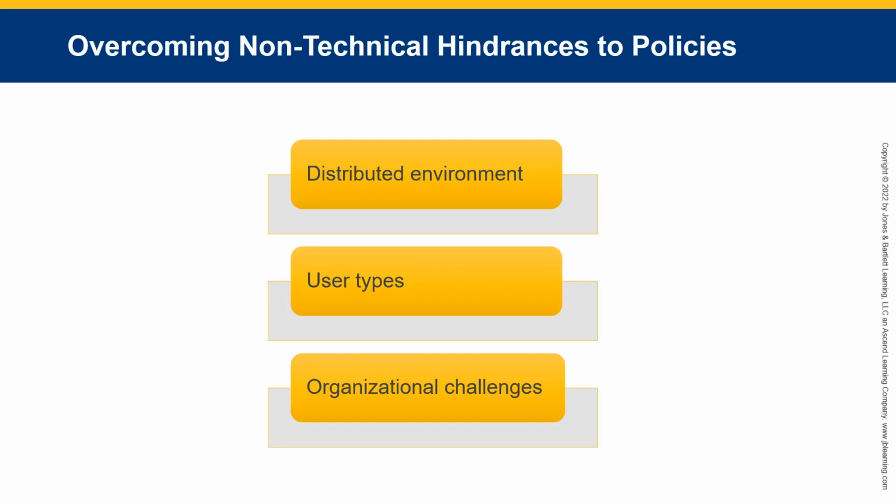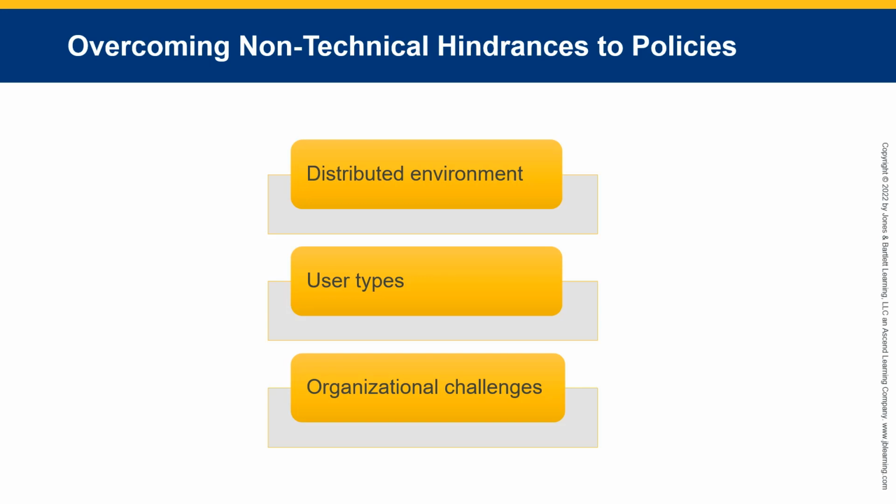First is distributed environment. Many organizations operate in a distributed environment. Organizations are typically divided by lines of business, product, or geography. In a distributed environment, an organization is run by different individuals with different business objectives. Therefore, different parts of an organization can have different views of risk. This diverse set of leaders can delay security policy implementation.